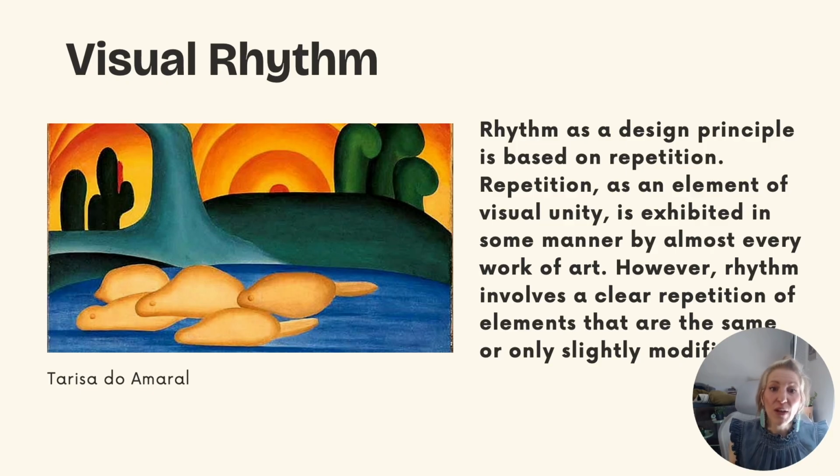However, rhythm involves a clear repetition of elements that are the same or only slightly modified. Now, if we look at this image on the left, what elements do you see that are the same or slightly modified that are causing that sense of visual rhythm?